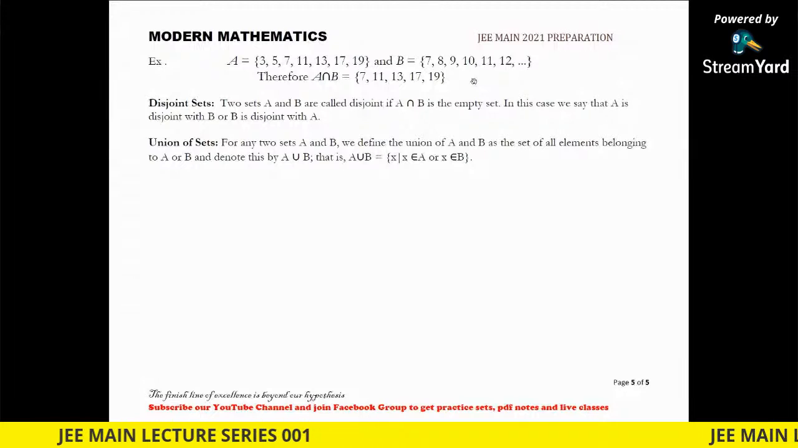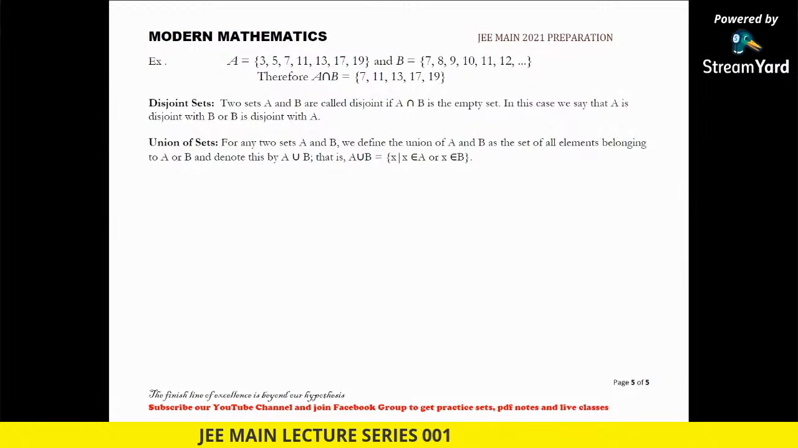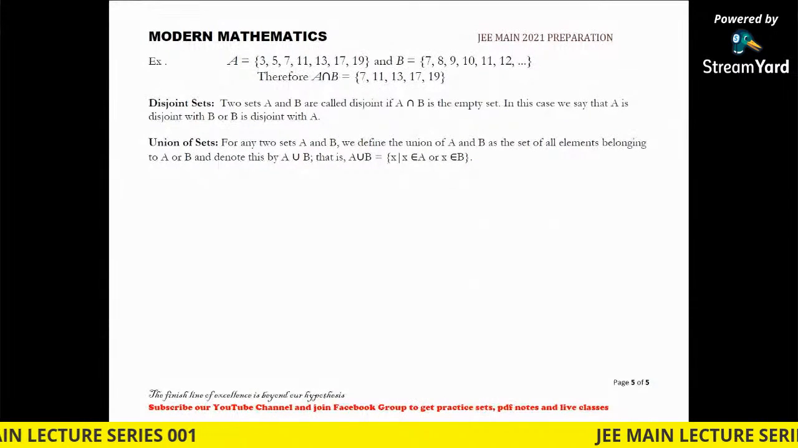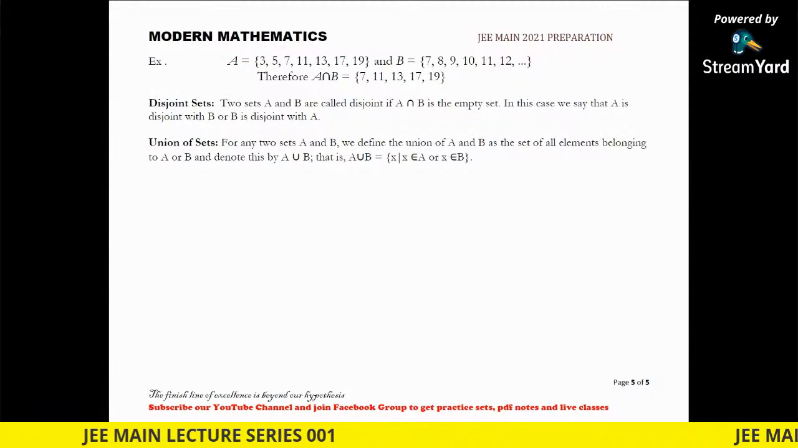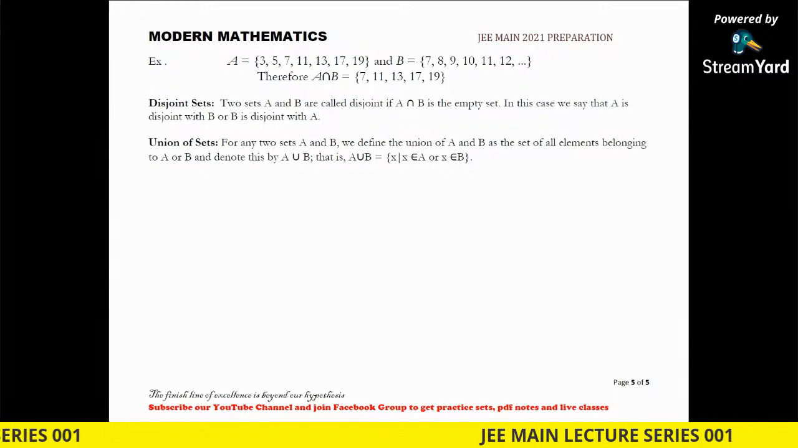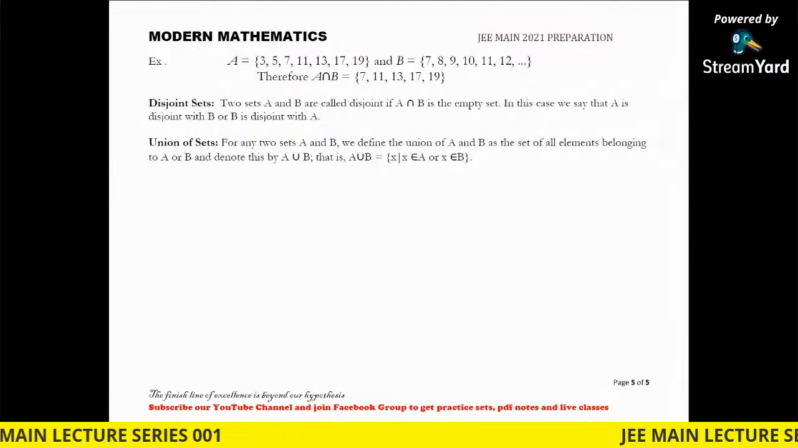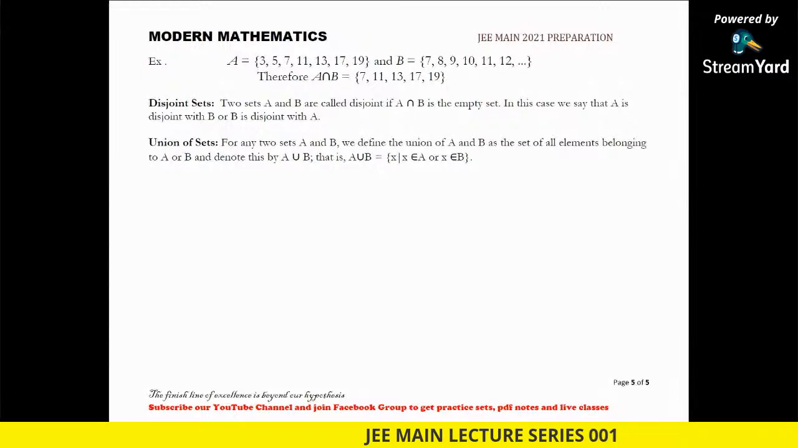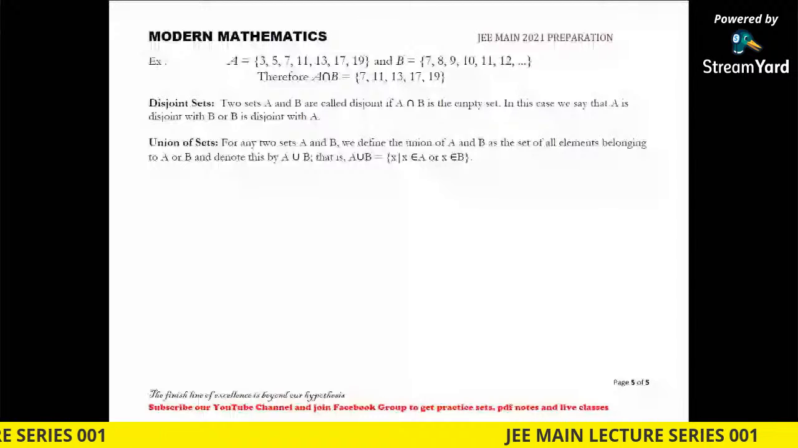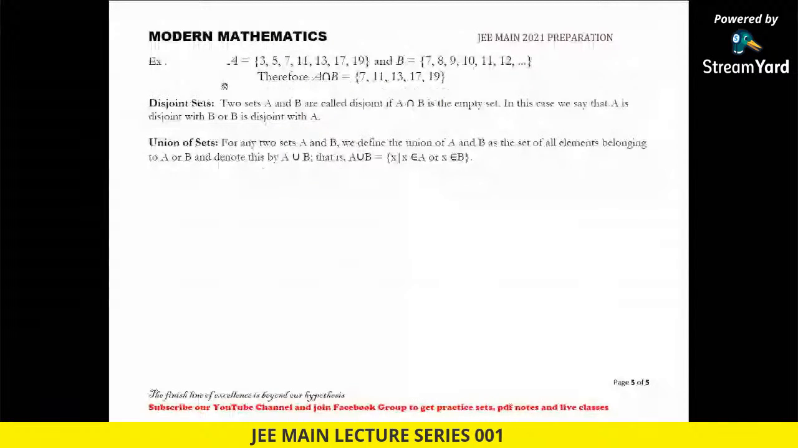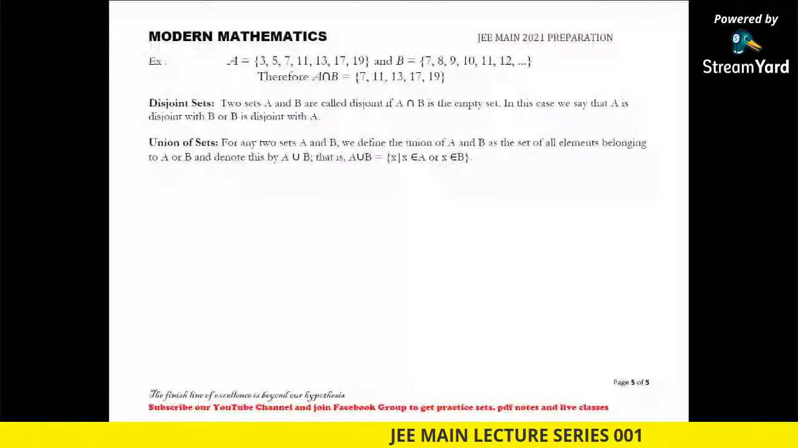So this is the intersection, and from this we conclude that the intersection of two sets is also a set. It may be finite or infinite, and it may be empty. If the intersection is empty, then it is called a disjoint set. In this case, we say that A is disjoint with B, or B is disjoint with A.